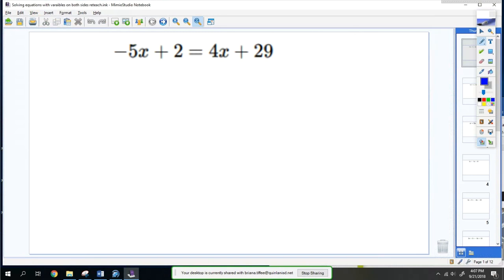Okay, so we're going to do a quick reteach on solving equations with variables on both sides. A lot of y'all have it. We just make a few little mistakes and you're not as confident in it. So we're going to do this again, okay? First thing you always do is draw your line.